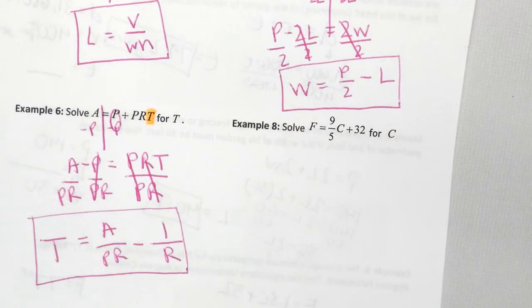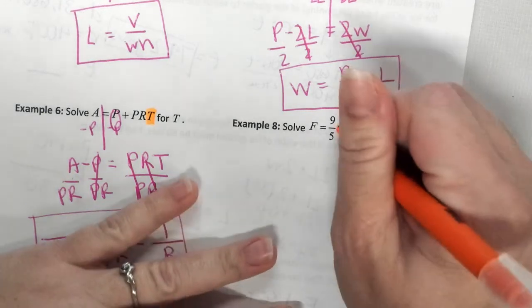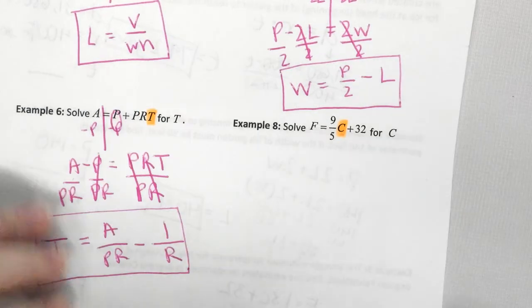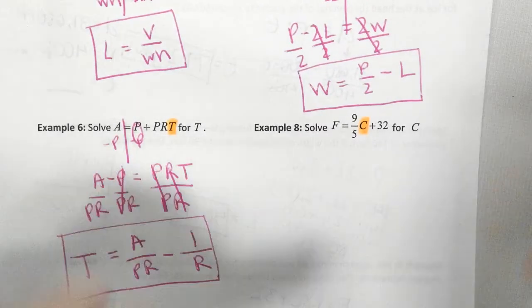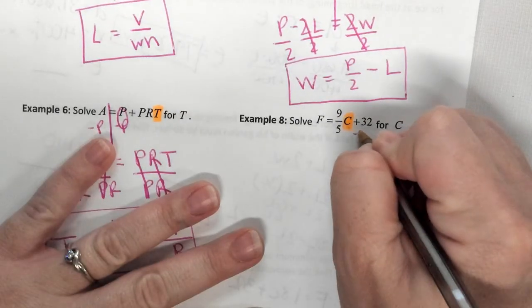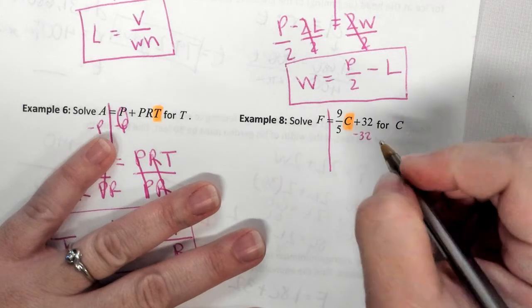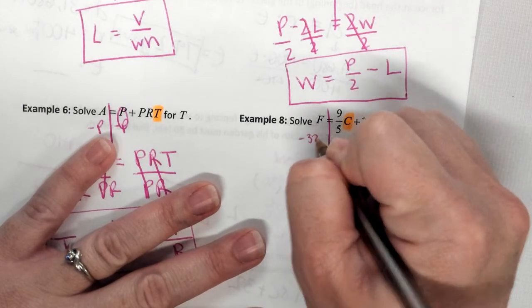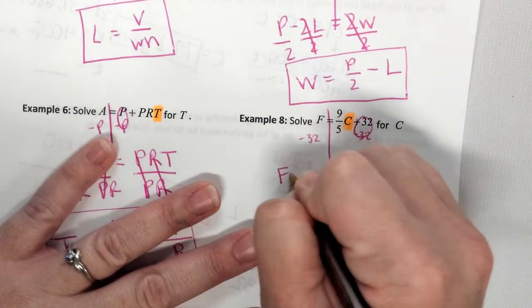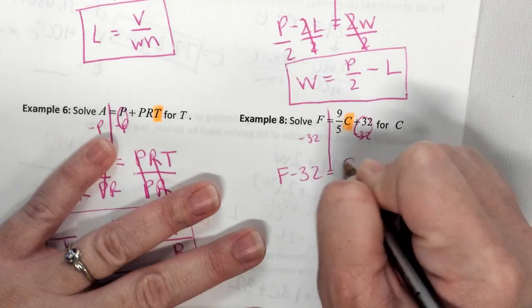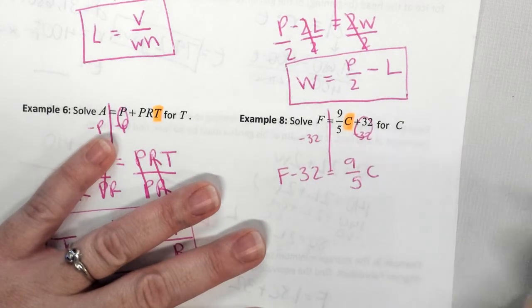Okay, last one. We're solving for C. It's going to be very, very similar to the third problem we did, except that when we used a decimal, we're going to use a fraction here. So we're going to subtract. Again, get rid of your subtraction and addition first. So minus 32, minus 32. I get F minus 32 equals 9 over 5C.